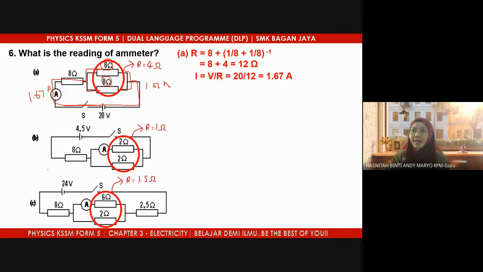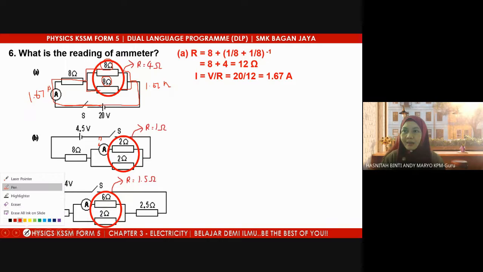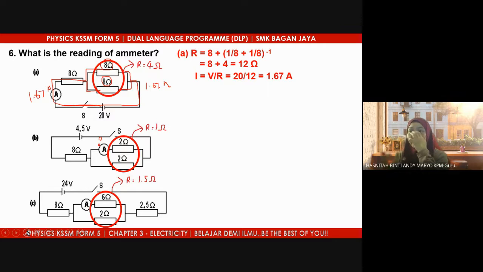Okay, then B, how to find the reading of this ammeter? You try to find. Okay, what is 5, what is 6, Ongjung, and all, you respond to my question, that's not for identical resistors. For B, are you done with B? I give you 1 minute for B before I show you the solution.